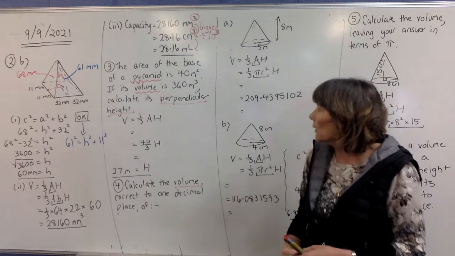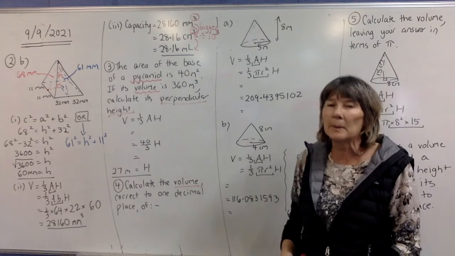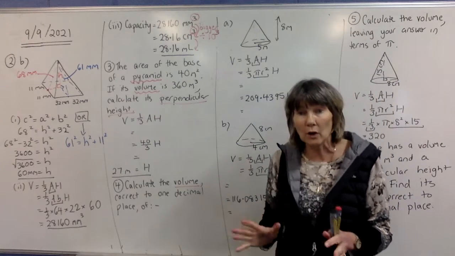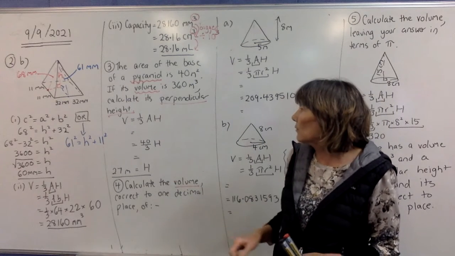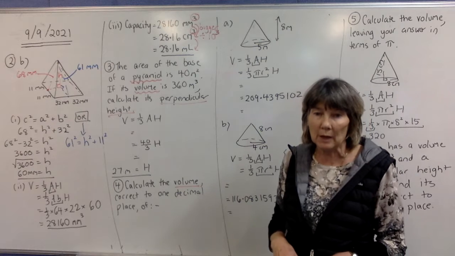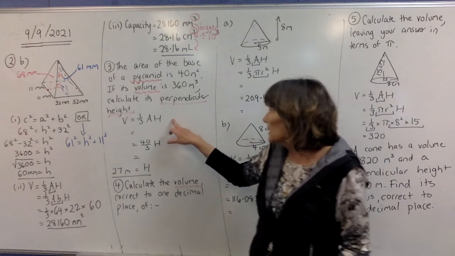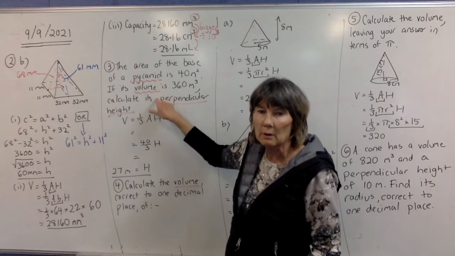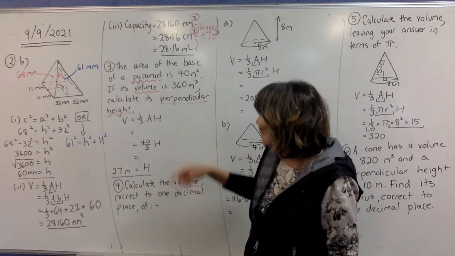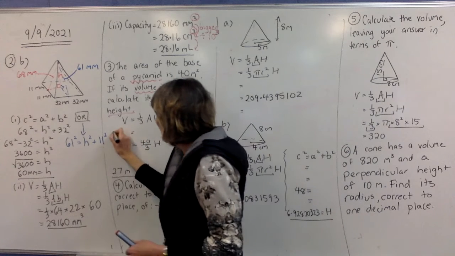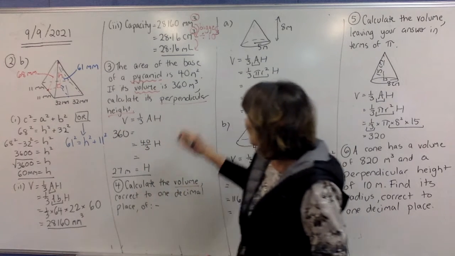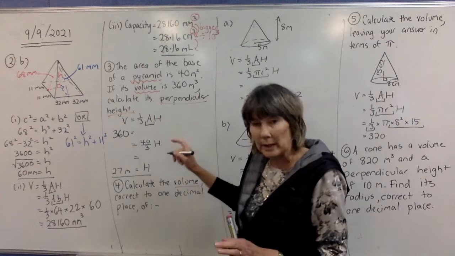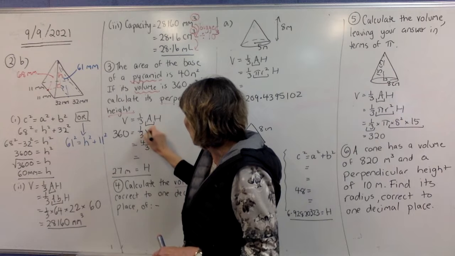Okay, now the next question, we're looking at the area of the base of a pyramid. They've told you the area of the base shape already. It's 40. The volume is 360. We're trying to find its perpendicular height of the pyramid. So we're starting with the volume of a pyramid formula. Look for your words. That's your start. Then we're going to put in what we know. Our volume is 360. Our area of our base shape, we know what this piece is. It's 40. So we don't need to put any other formula in there.